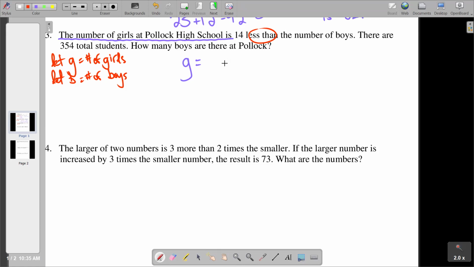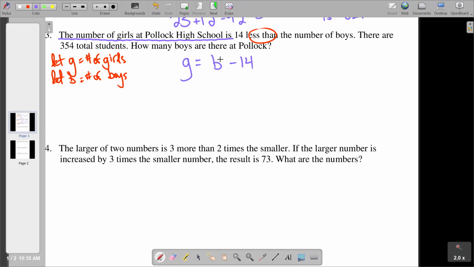Let me ask you a math question. What's 5 less than 8? 3. And the reason you know that is because you did 8 minus 5. Do you see how I did that? What's 4 less than 9? Because you did 9 minus 4. If you watch yourself write that a couple times, you'll realize that the construction of this is actually pretty logical. 14 less than the number of boys. Gorgeous.